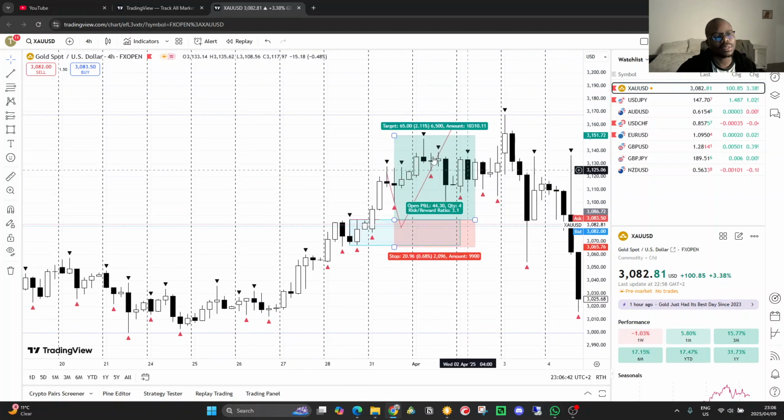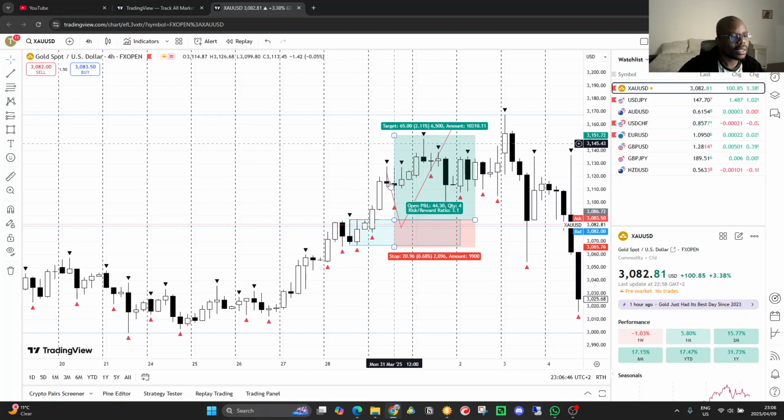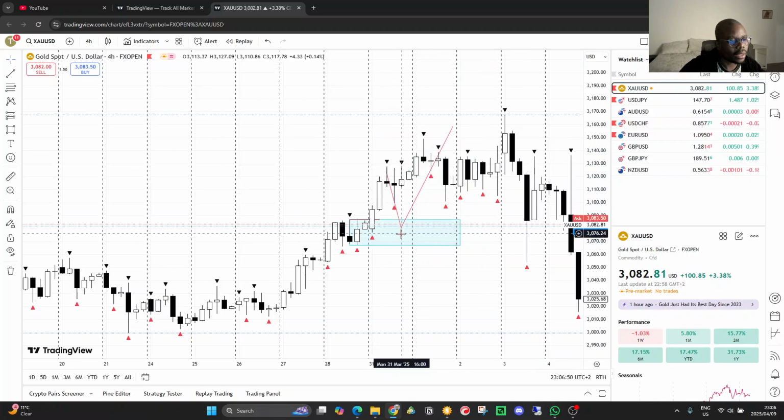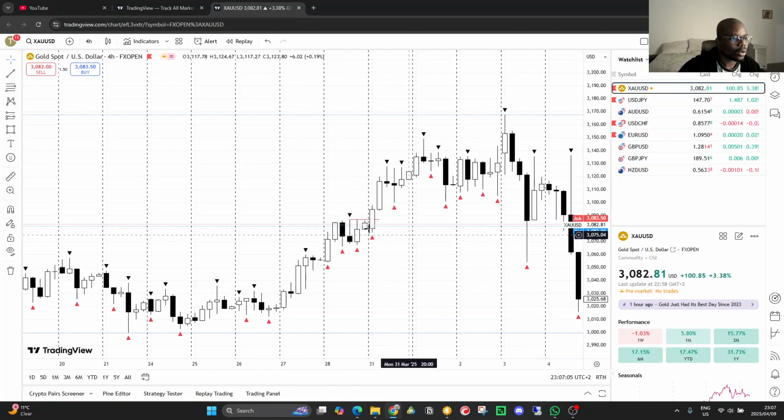For whatever risk management you would have been using at the time. So now this doesn't happen, right? And price doesn't pull back completely to this order block, right? So now here's where it gets interesting if you understand fair value gaps, right? So you would have marked this as your order block, but price doesn't come back here.